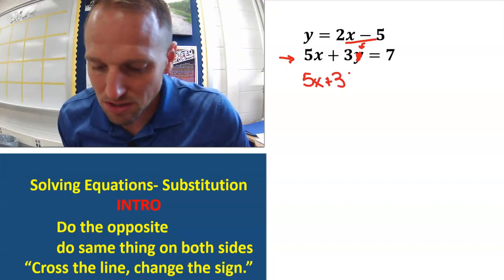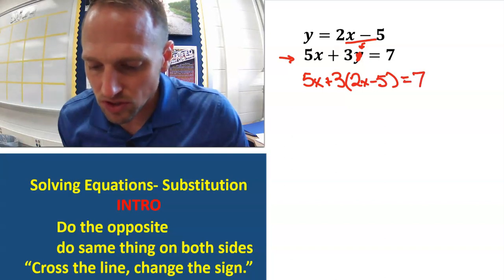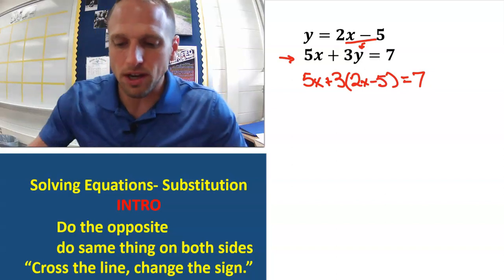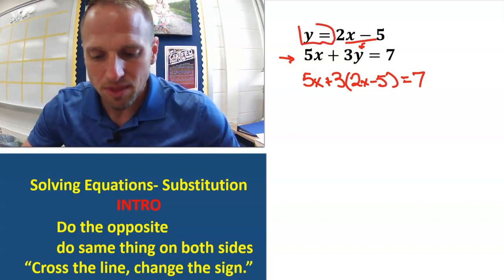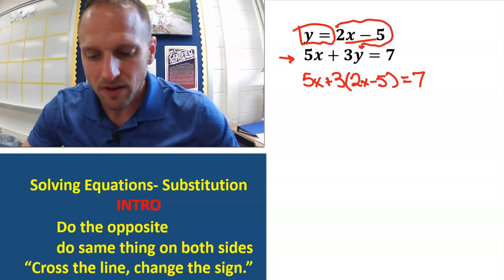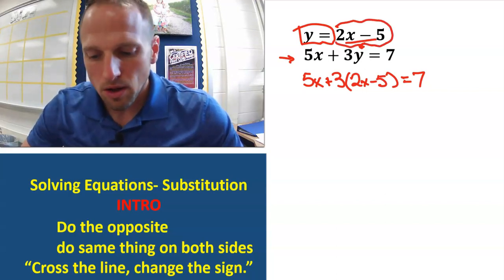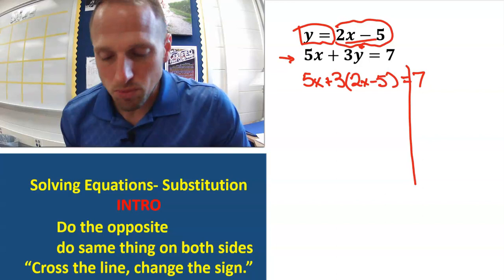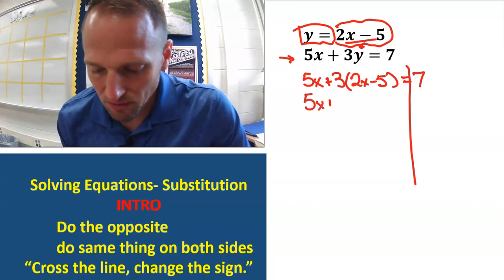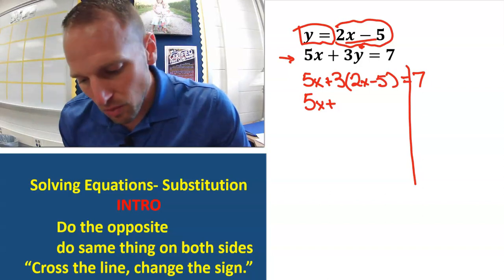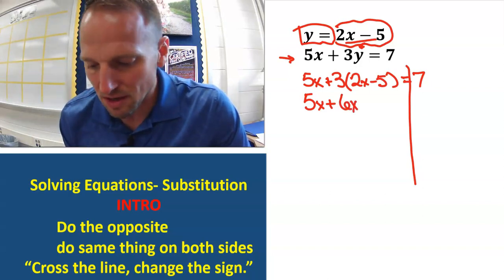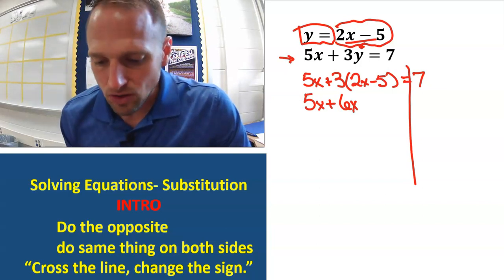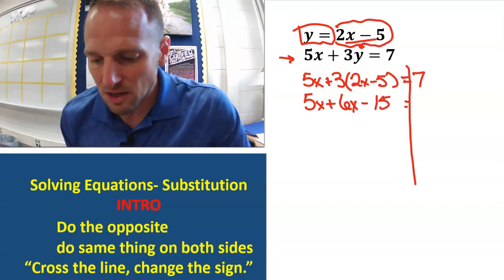5x plus 3 times, not the y this time, but we have to multiply this by 2x minus 5, is equal to 7. All I did was say that y is the same thing as 2x minus 5, so I put 2x minus 5 in for y. Now let's come back down and solve this. I see a distributive property. I've got a 5x out front. Now let's distribute: 3 times 2x is 6x, and 3 times negative 5 is negative 15, equals 7.